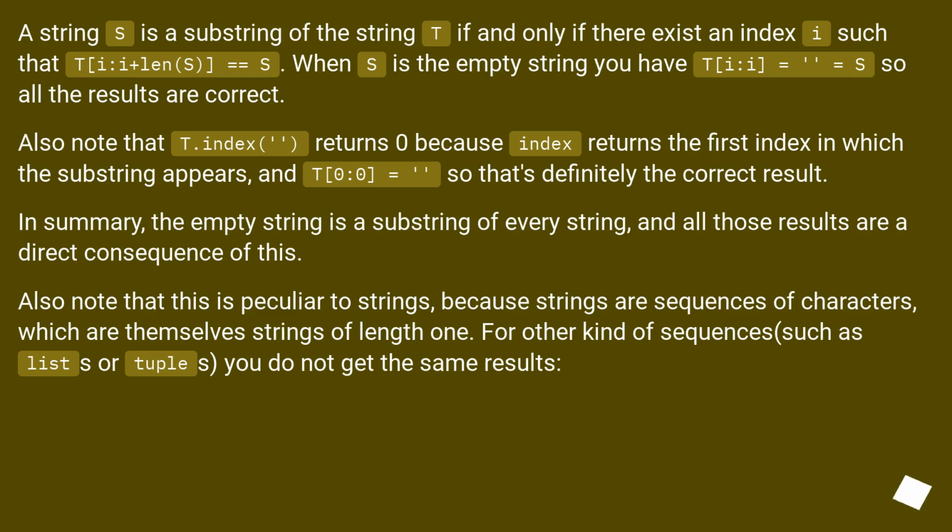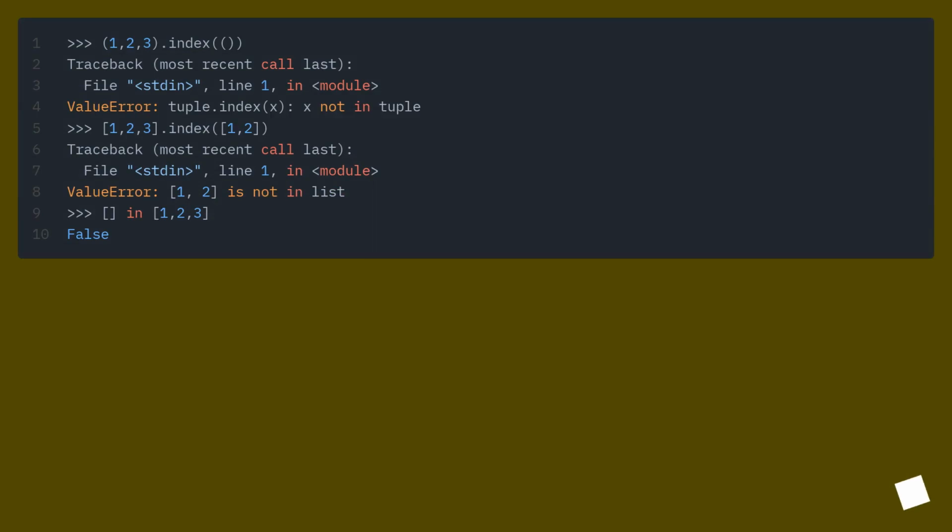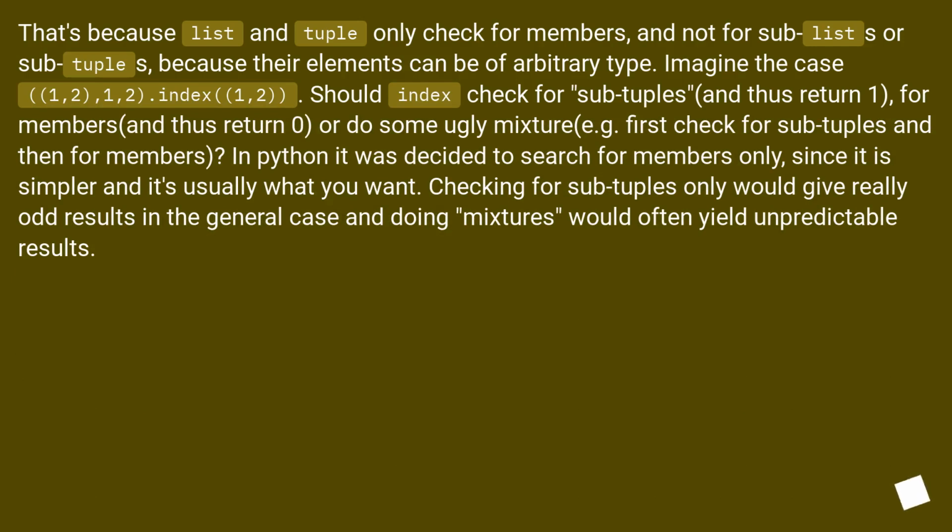Also note that this is peculiar to strings, because strings are sequences of characters, which are themselves strings of length 1. For other kinds of sequences such as lists or tuples, you do not get the same results. That's because list and tuple only check for members, and not for sub-lists or sub-tuples, because their elements can be of arbitrary type. Imagine the case (1, 2, 1, 2).index((1, 2)).